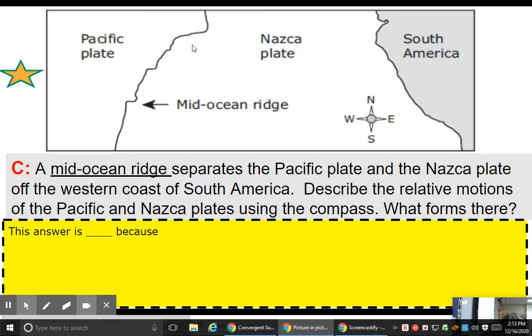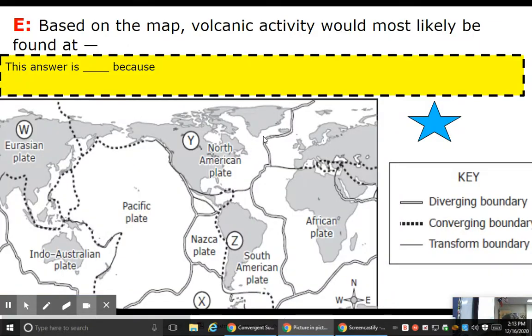So using this compass, we can see, understanding from a mid-ocean ridge, this is a divergent boundary where these plates are moving away from each other. So we can say the Pacific plate is going to be moving west, where the Nazca plate is going to be moving east, because this is a divergent boundary where they divide. They go in opposite directions. So what forms there? You're going to get volcanoes, underwater mountains, even the mid-ocean ridge.